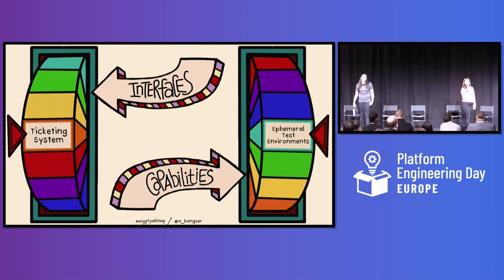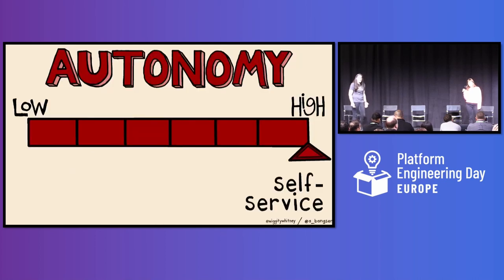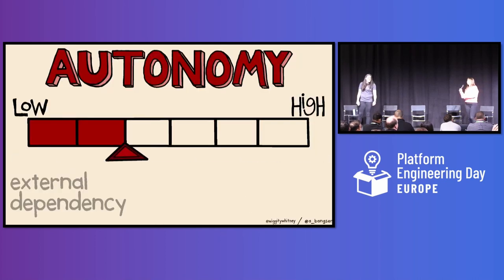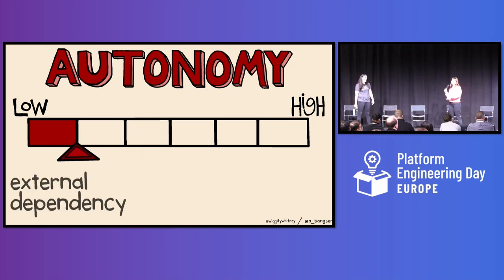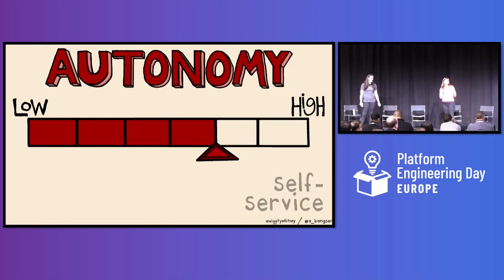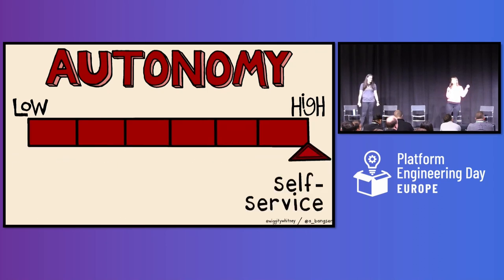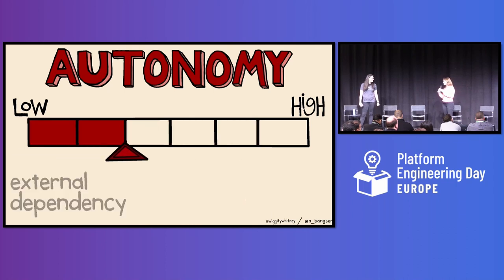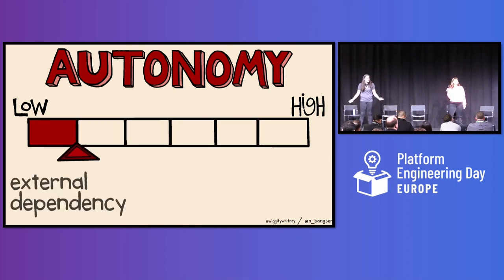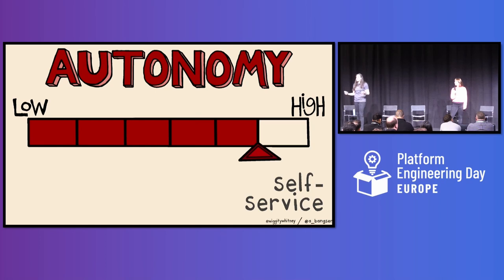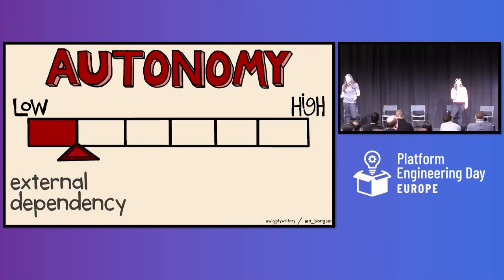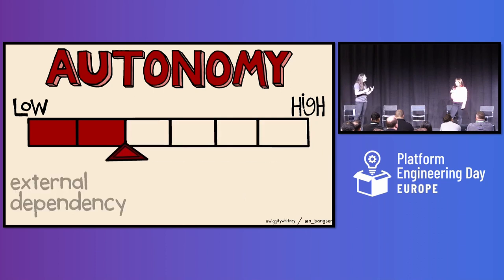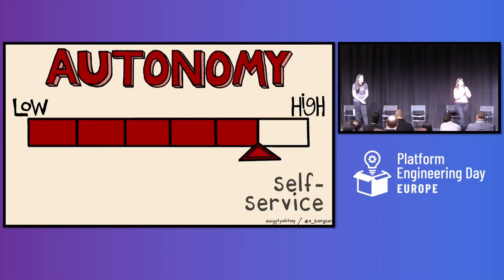It feels like what we're talking about is how much I have to depend on someone else. Ah, so what you're talking about is autonomy? Autonomy. So let's use these wheel spins as a way to think about characteristics to consider when pairing an interface with a capability. Makes sense. And with autonomy, what we're talking about is how many dependencies you have to go through to get access to the capability that you need. With high autonomy, it's self-service, and with low, you have a lot of dependencies.